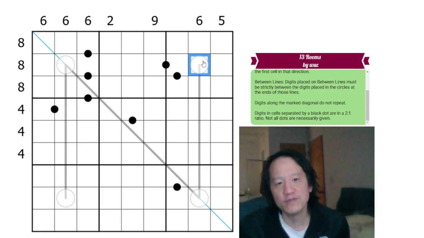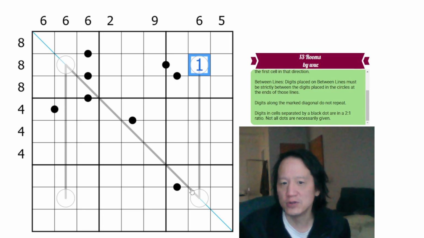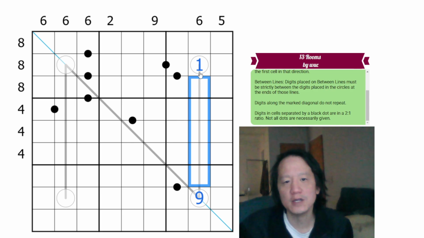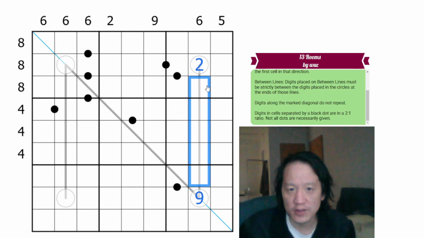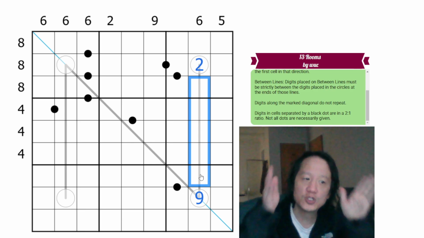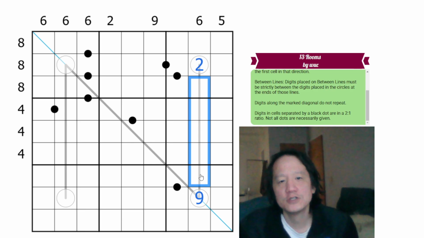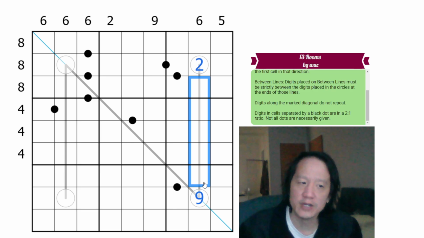And an example of this, say, simplest example, say this was a 1 and a 9. Well, all the digits would have to be in between those. If you had a 2 and a 9, that means all the digits on the line must be between the two digits. So, for example, a 1 could not be on this line, and that's how between line works.